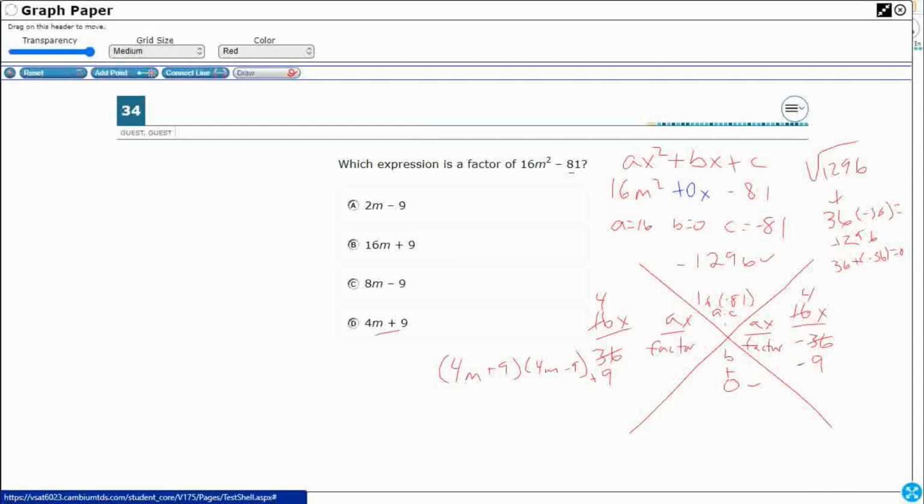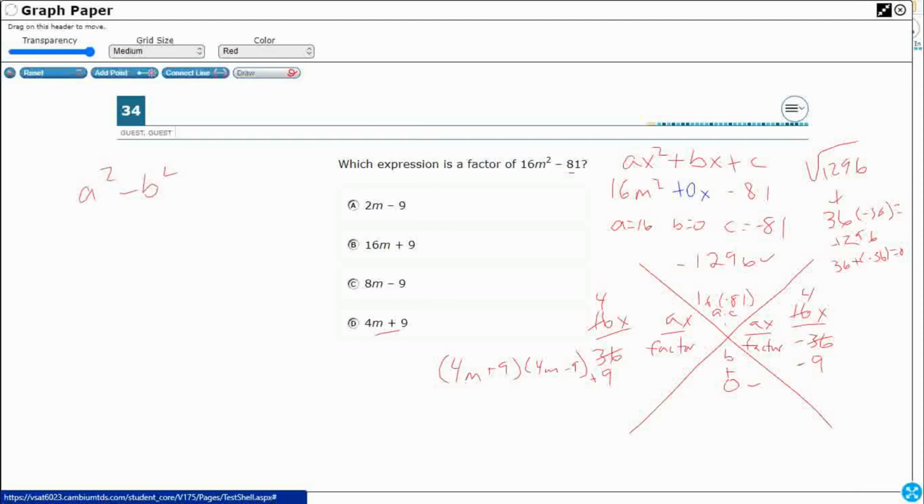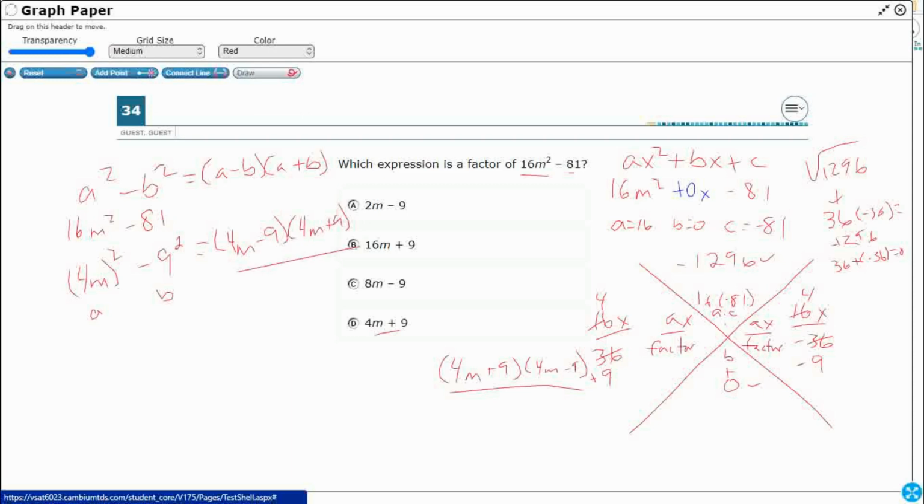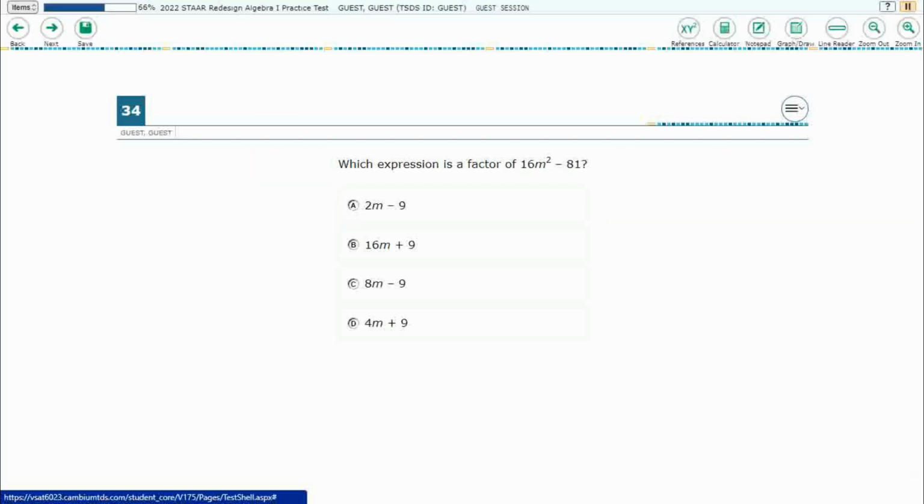So if we recognize that this right here is a squared minus b squared, so 16m squared minus 81. So it's a recognition problem. If we recognize that, okay, so a squared. So I can say 16m squared is a perfect square. It's 4m squared. 81 is a perfect square. That's 9 squared. Well, then that equals a minus b, a plus b. So these are my a and my b terms. So then I can say, oh, that's pretty easy. That's 4m minus 9, 4m plus 9. That's what the difference of squares tells us. It gets us the exact same answer that we had. It's just a lot quicker if you recognize it as a difference of squares. Either way, our answer is D.